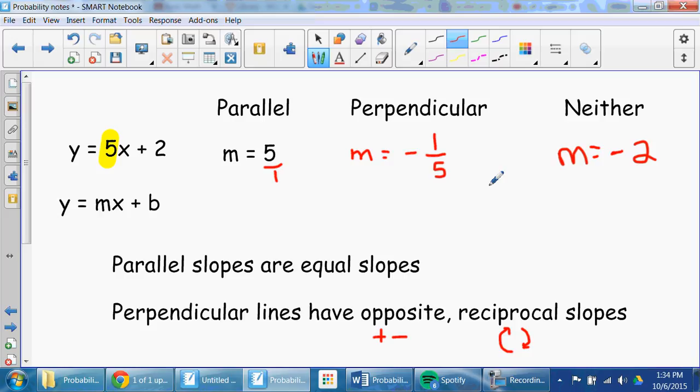This video should help you figure out parallel and perpendicular lines and how to compare slopes to find them.